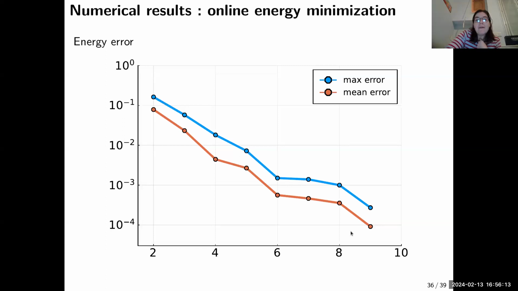Here is the error in the eigenvalue, which is the energy of the set of electrons. And you see the same kind of decay as for the error on the eigenfunction as well. So these are quite encouraging results for this type of problem.